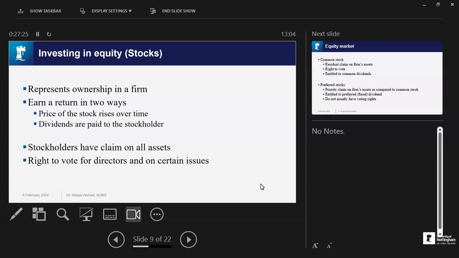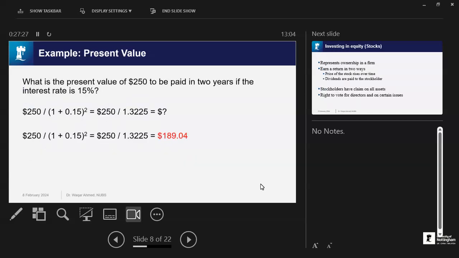So 189. In order to get 250 in 2 years' time, if the required rate of return is 15%, you only need to pay 189 today for that 250 that you're going to get in 2 years' time. So that's investing in bonds. Bonds are easier to value because the cash flows are certain, and the required rate of return is also relatively easy to approximate.